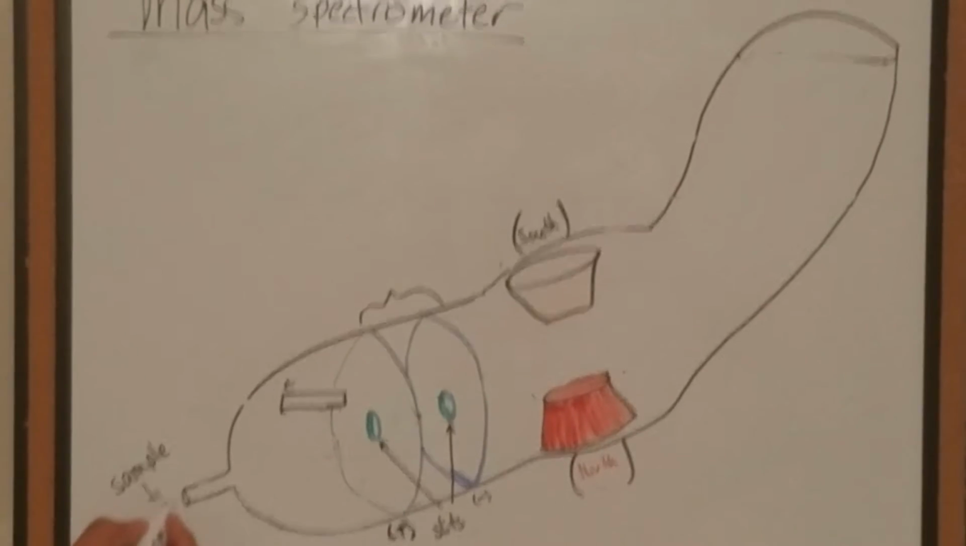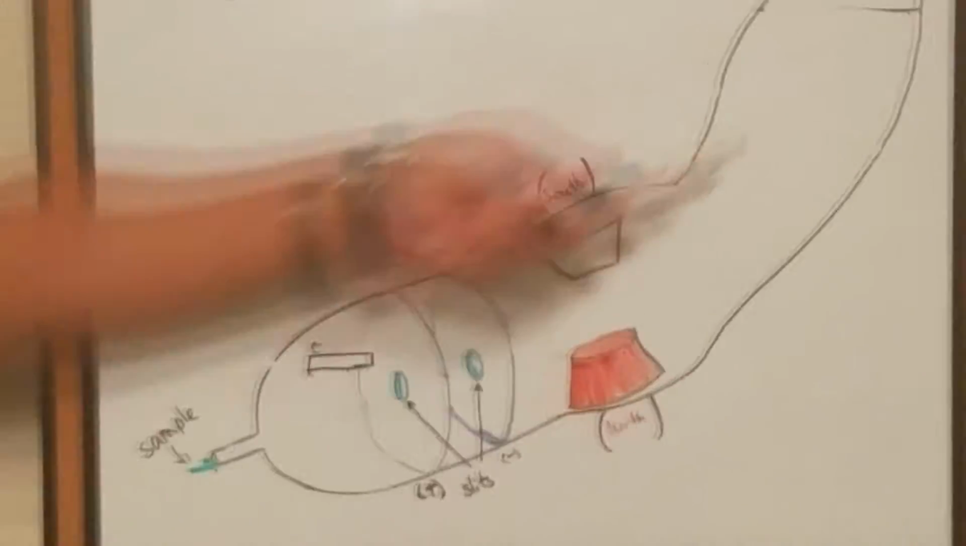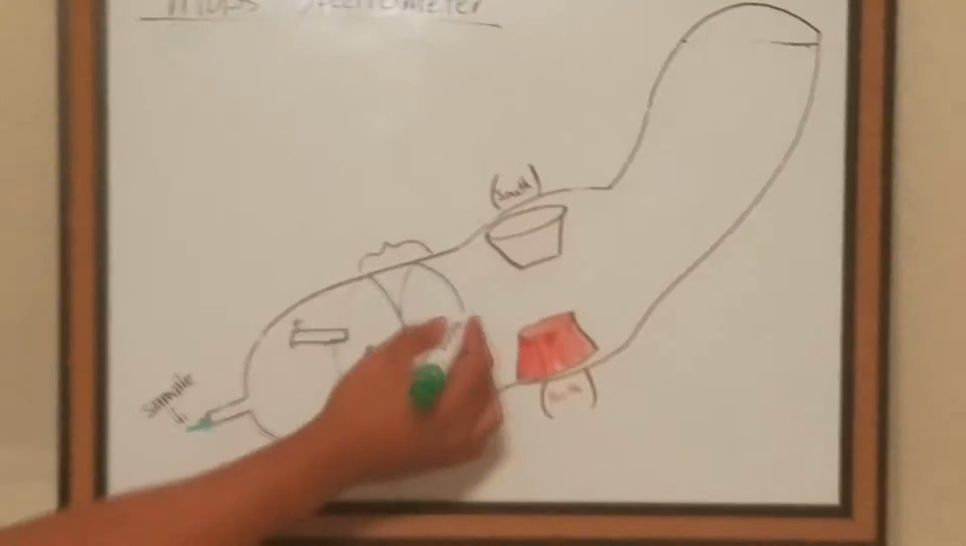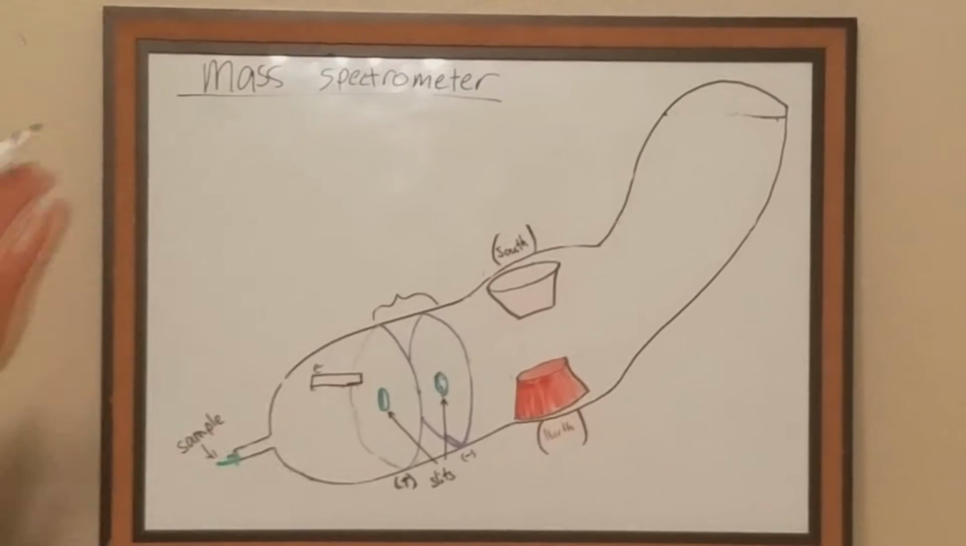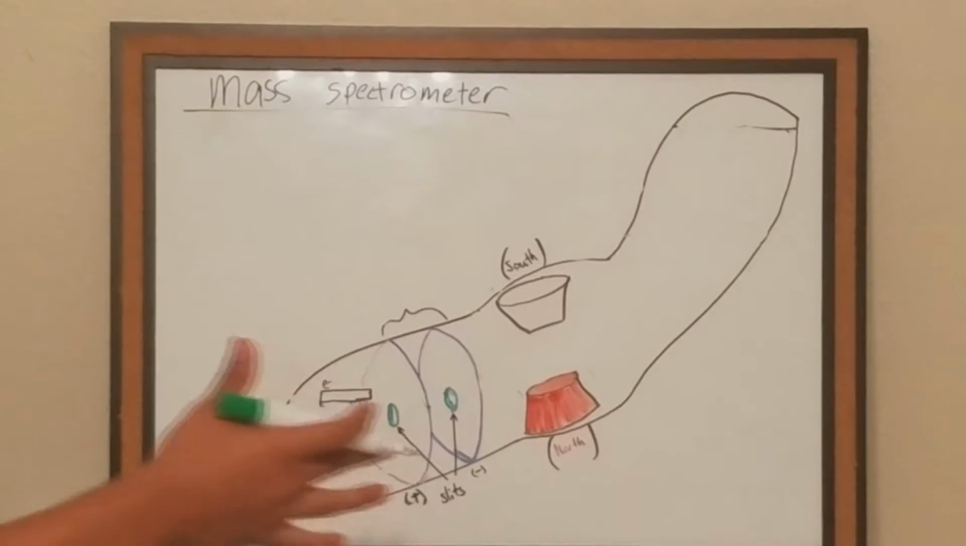First, the sample is put into a vacuum. This vacuum ensures that when the sample is separated into ions later on, the ions will not react to the environment or the air.